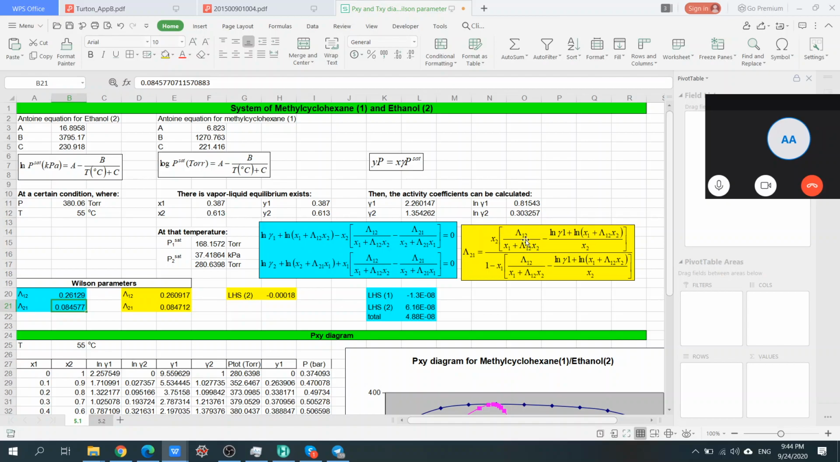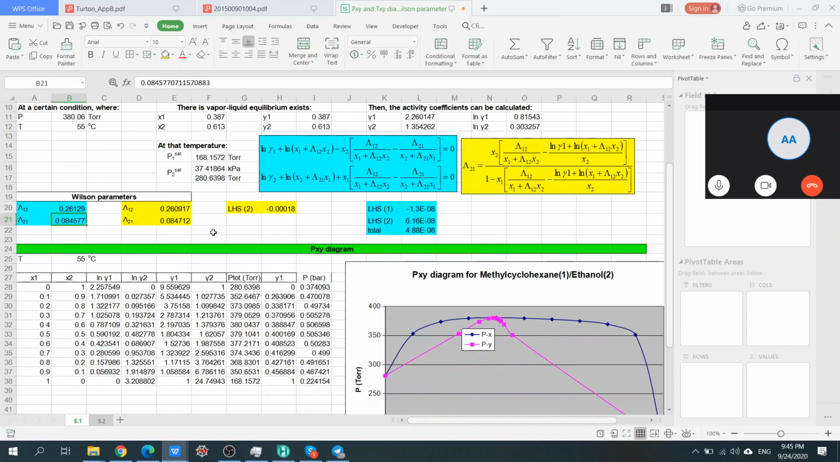For example, we guess lambda 1 2, and then we calculate lambda 2 1 in such a way that the difference between gamma 2 1 and this has to be equal to 0, like in this case. So using the blue equation and the yellow equation, we can reach more or less the same number. This is what we call the binary interaction parameters between ethanol and methyl cyclohexane in this particular thermodynamic model, which is the Wilson model.